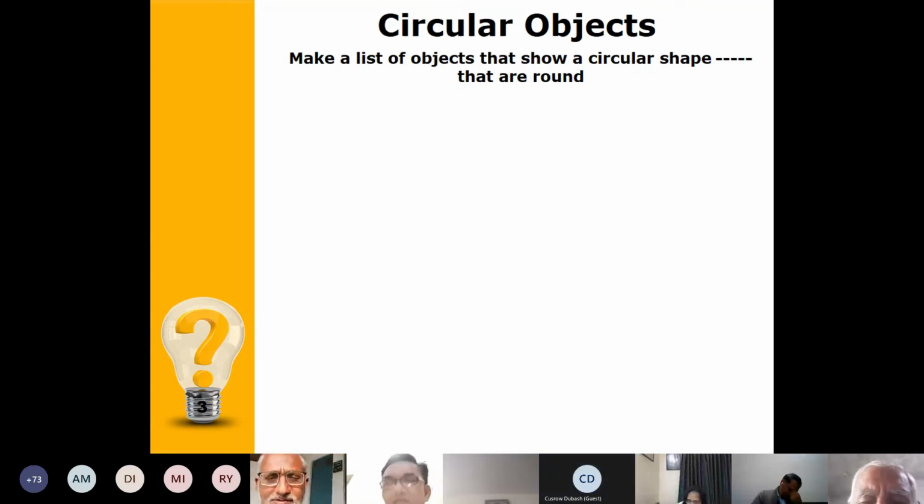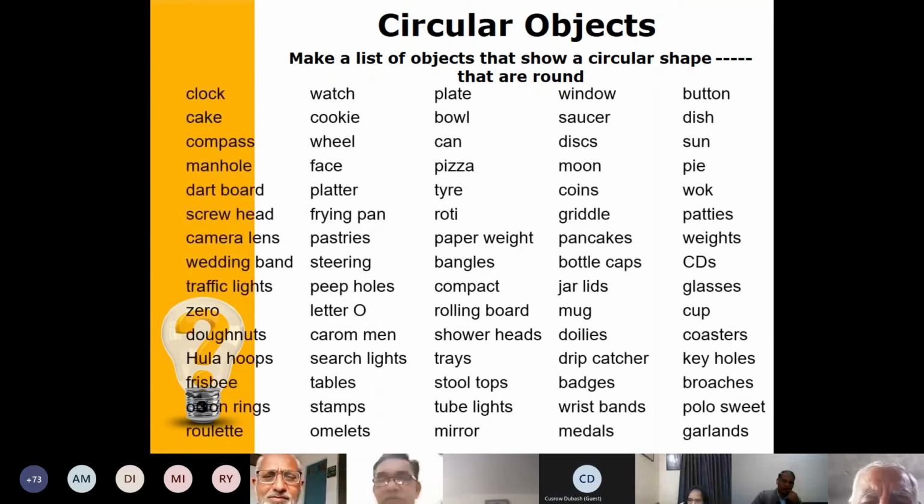Let's see. Here they are. Clock, cake, compass, manhole, gutter lids, dartboard, screw head, camera lens, wedding band, traffic light, zero, donuts. You just go on. There are so many things that reflect a circular shape that are round. Okay? I'm sure there can be many more besides these, but this is a starter.